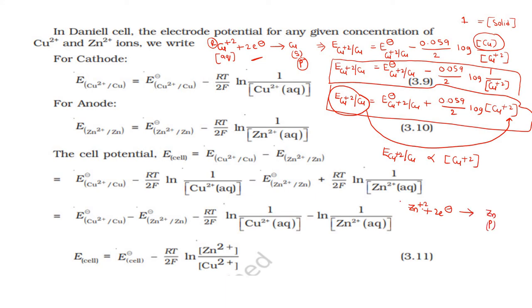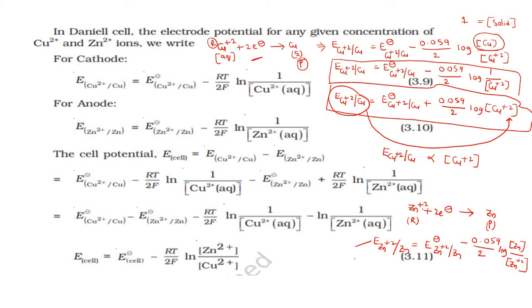This one is product, this one is reactant. Now what will be the formula? E zinc plus 2 by zinc is equal to E naught zinc plus 2 by zinc minus 0.059 divided by the number of electrons, 2 electrons are participating, into log concentration of product. This one, product, is zinc: concentration of zinc divided by concentration of zinc plus 2. If you want to change this sign, this is also correct.